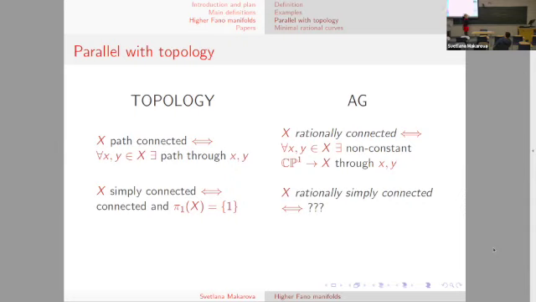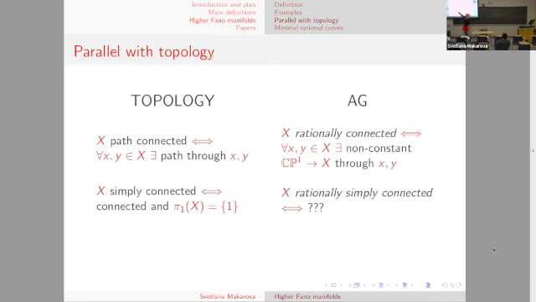Also, in topology we have the notion of simply connectedness, and simply connectedness means that X is connected, and pi1 of X is trivial. The fundamental group is trivial, but in algebraic geometry we don't have the notion of a fundamental group that would recreate a nice object. Since we have been talking about manifolds, we would really want to obtain something that is also a manifold.